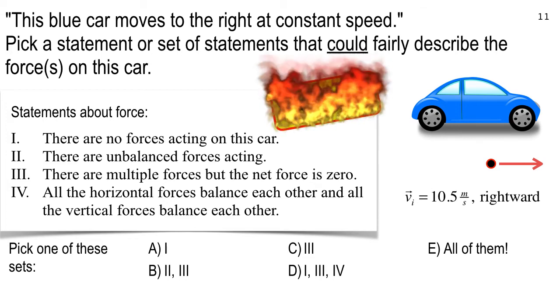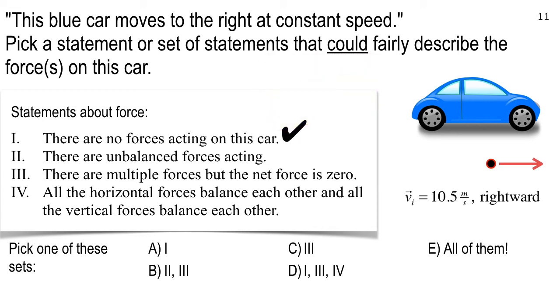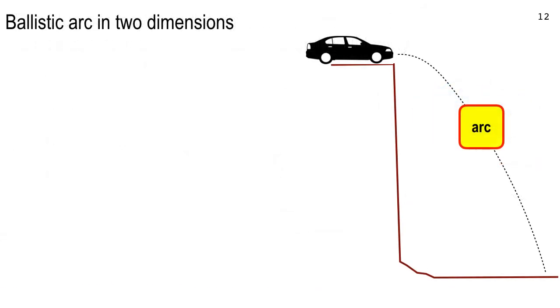So let's go through. And now we're going to talk about this ballistic arc. In other words, the direction and path of a Ferrari driving off a cliff. So that's a two-dimensional problem for which we can apply the results of Newton's second law.